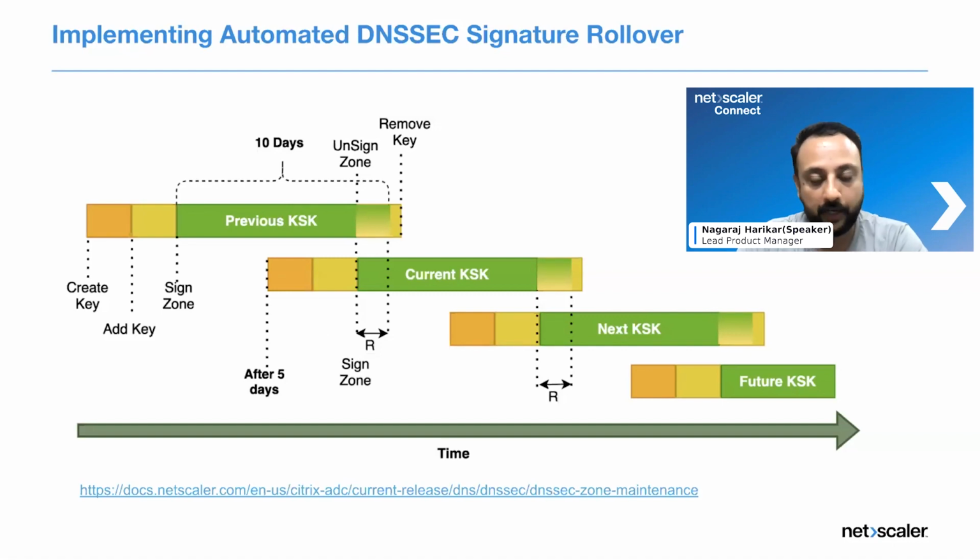So this is one part. This handles the DNSSEC key rollover in one device. What if you have a GSLB deployment where the key has to be propagated across all your sites, or all your NetScalers in every GSLB site? That process is again another manual task. So we have solved that problem as well.